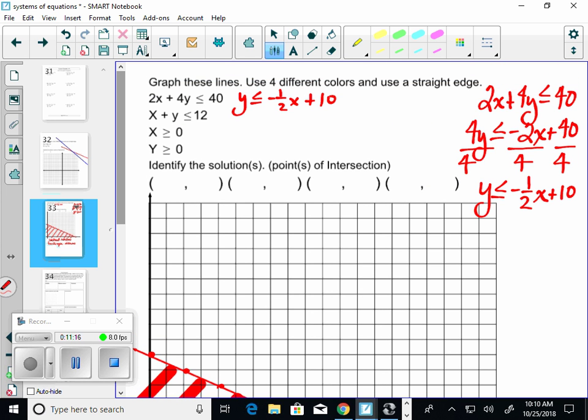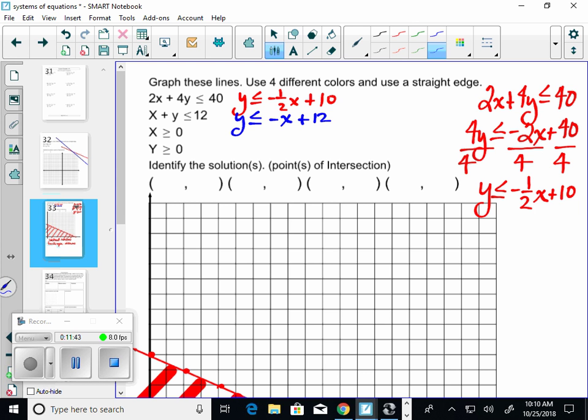Looking at the next inequality, is it in the right order? No, it's not. So let's reorder it. If I reorder this second inequality, can you do that without the work? Yeah. y is less than or equal to negative x plus 12. All I did was move the x to the right side by subtraction.